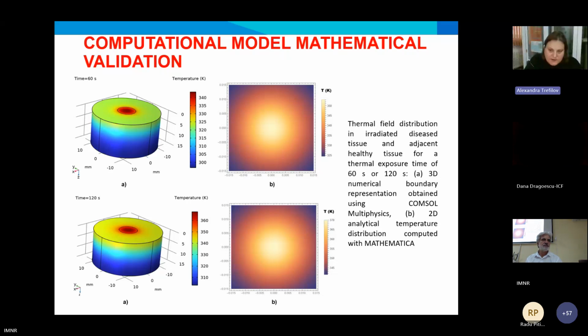In this case, we try to make mathematical validations of all the simulations presented above. When we compared both the Mathematica and COMSOL simulations, the figures show the thermal field distribution obtained from both numerical simulation using COMSOL and analytical calculation using Mathematica for thermal exposure times of 60 and 120 seconds. A strong agreement is observed between the two approaches.